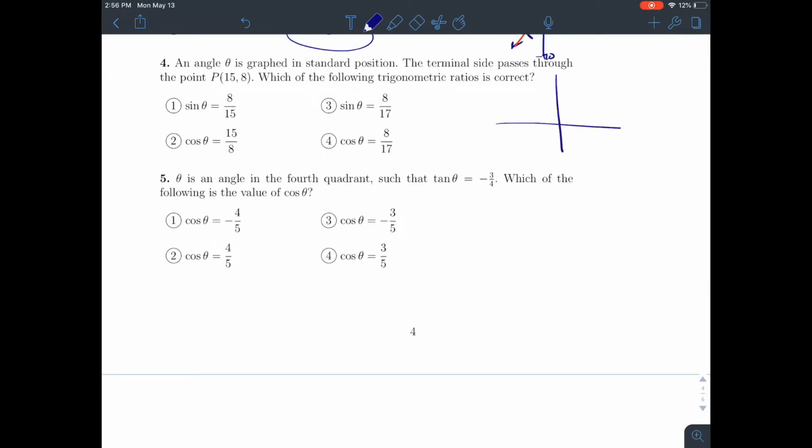An angle theta is graphed in standard position. The terminal side passes through the point (15, 8). That means that our x-coordinate is 15, our height is 8. And actually for this one, I think I'm going to use the coordinate plane formulas. So for coordinate plane, remember that sine of theta is y over r, cosine of theta is x over r, tangent of theta is y over x.